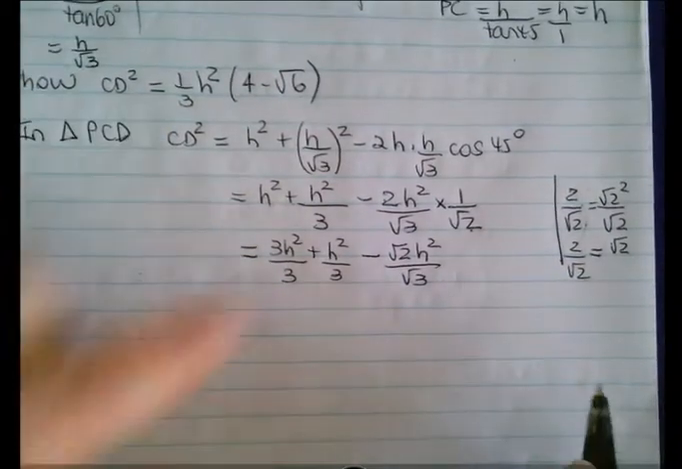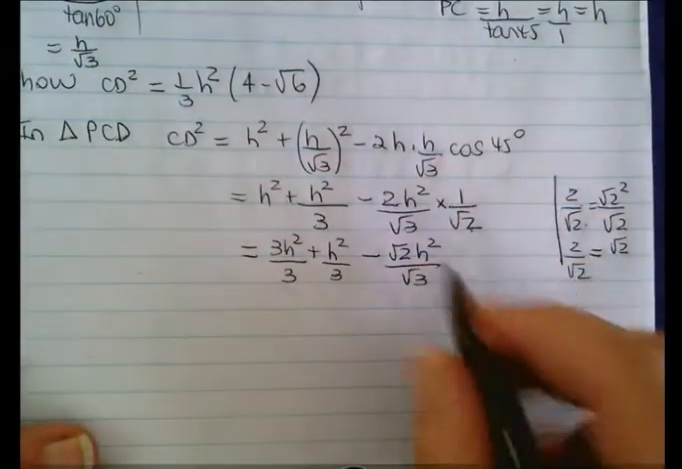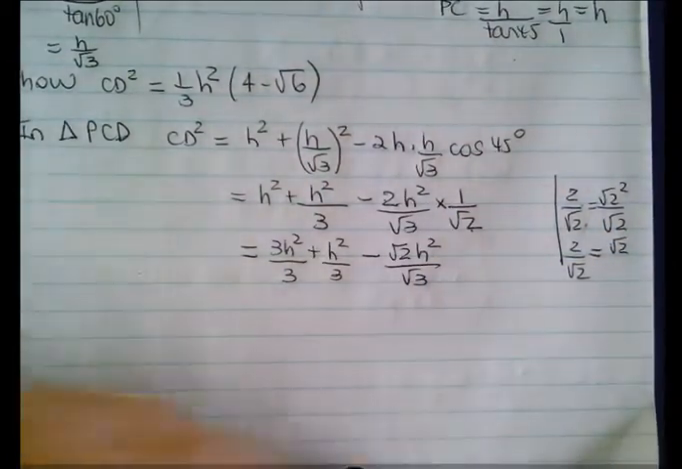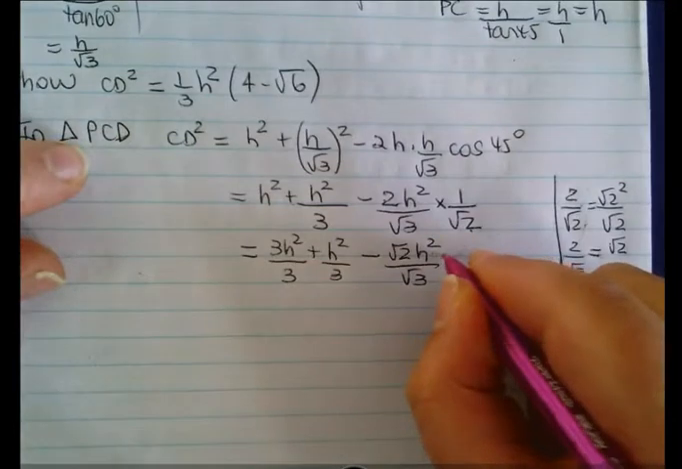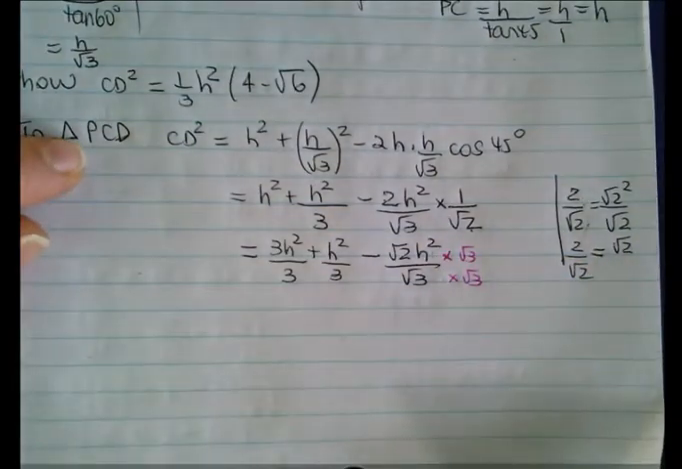Are you okay with that? 2 over root 2 is just root 2. Now, I need this last term to have a denominator of 3. How do I do that? Times root 3 times root 3 will give me a denominator of 3.